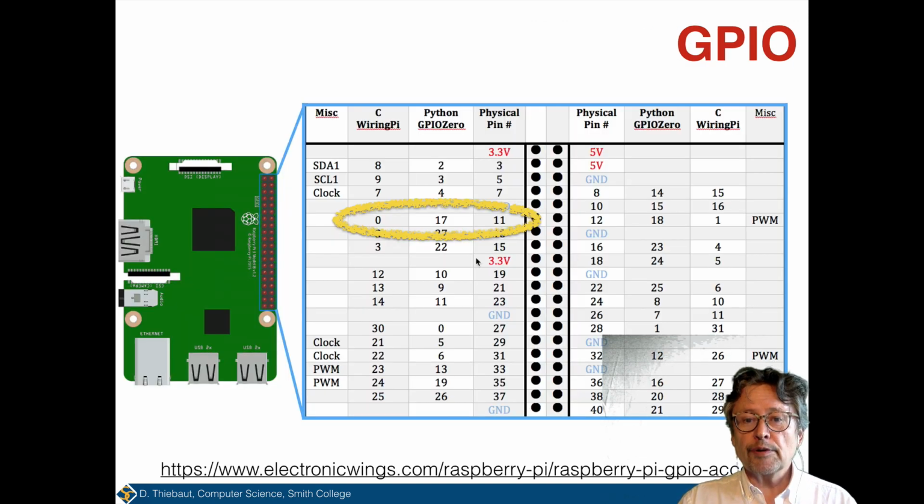All right, and again, that's a reminder. That's pin 11, pin 17, pin 0. All 3 here correspond to physical. So 0 corresponds to physical pin 11, which is 17 in Python.